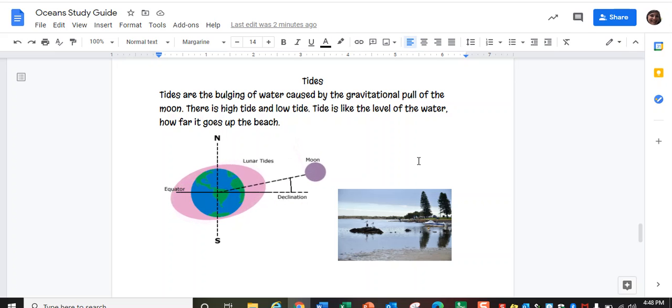There's a high tide and a low tide. And tide is the level of the water or how far it goes up the beach. So high tide means that the water is very high. There's not a lot of beach left. Low tide means that the water is very low. There is a lot of beach.